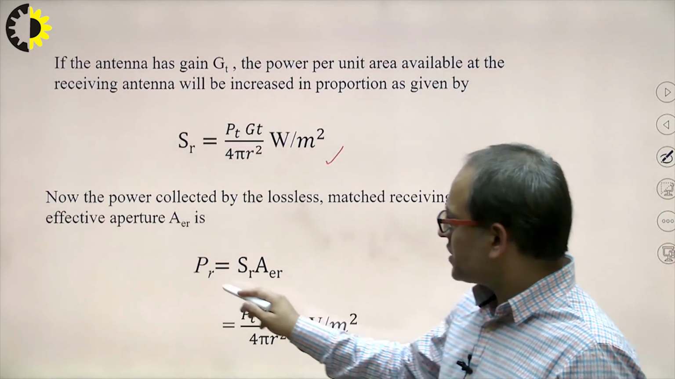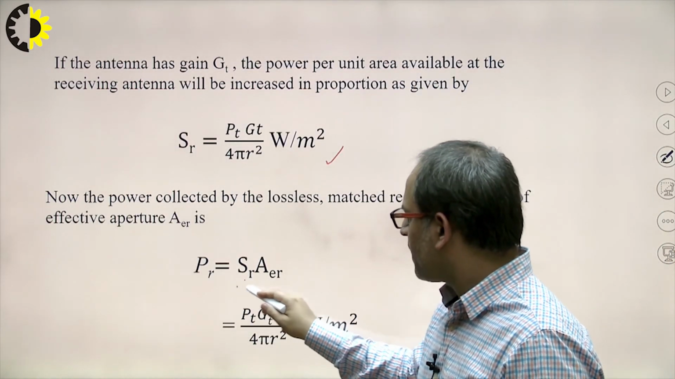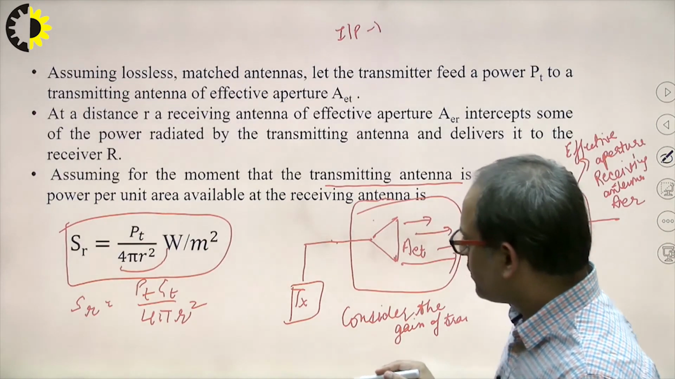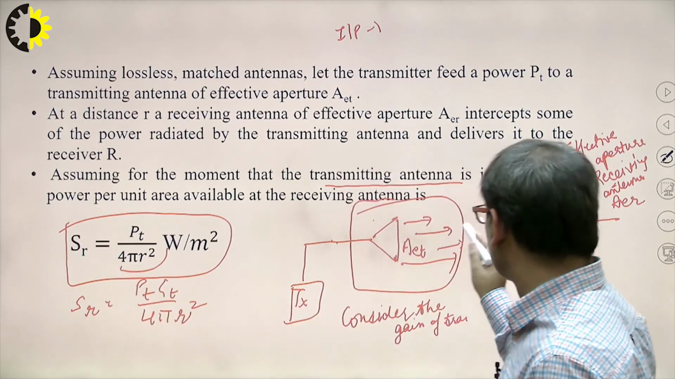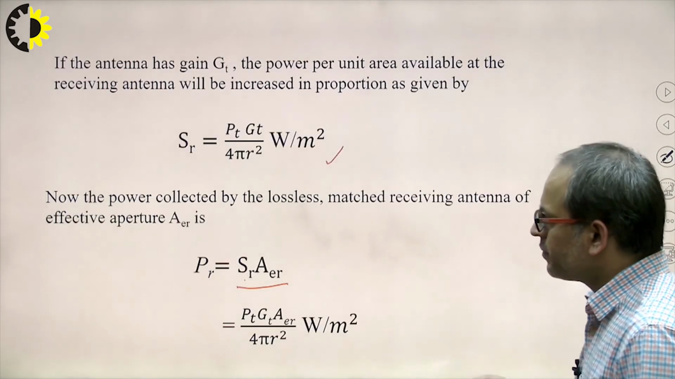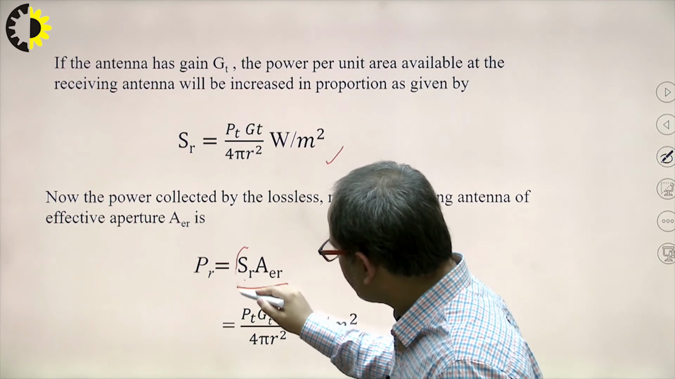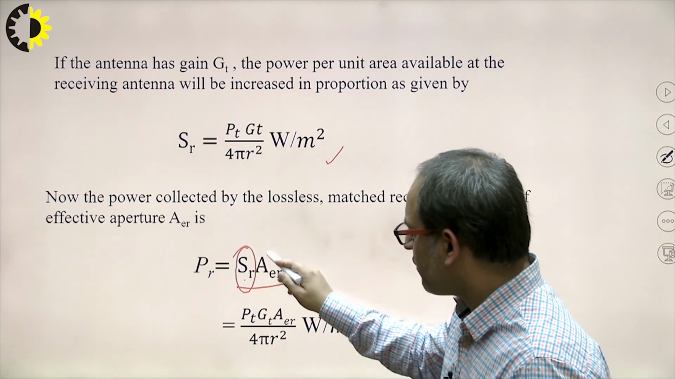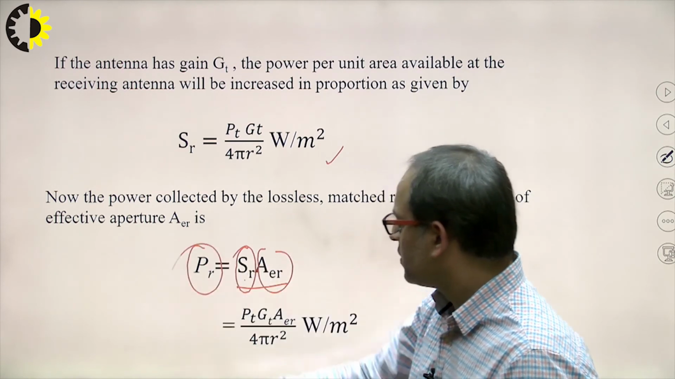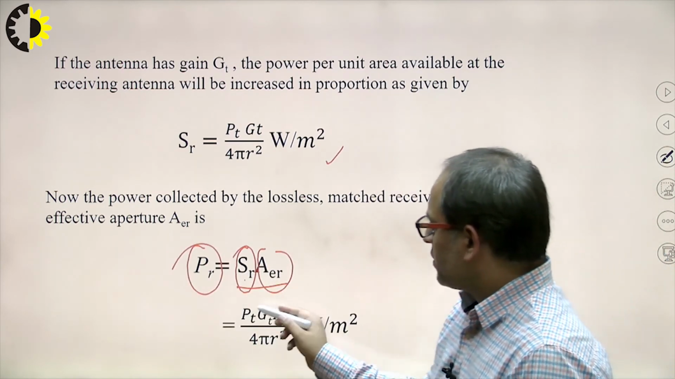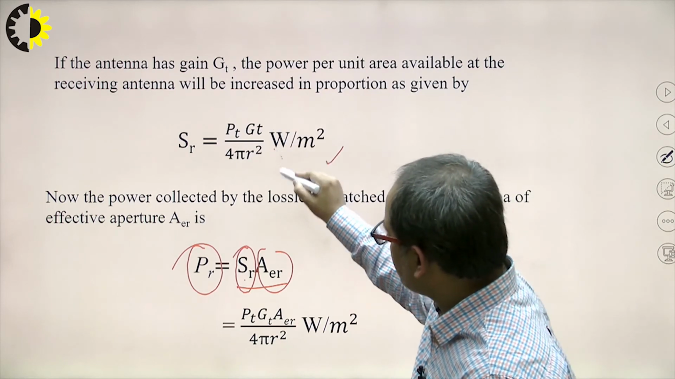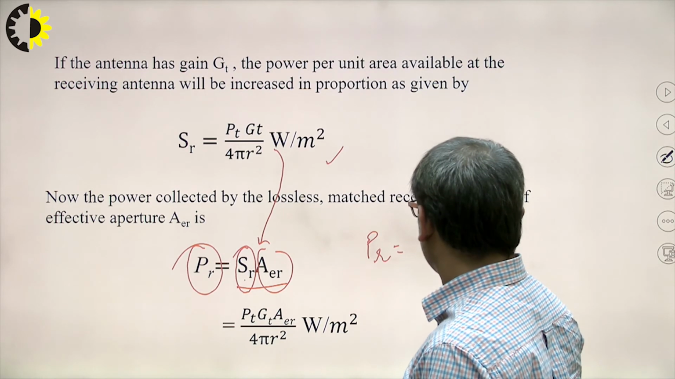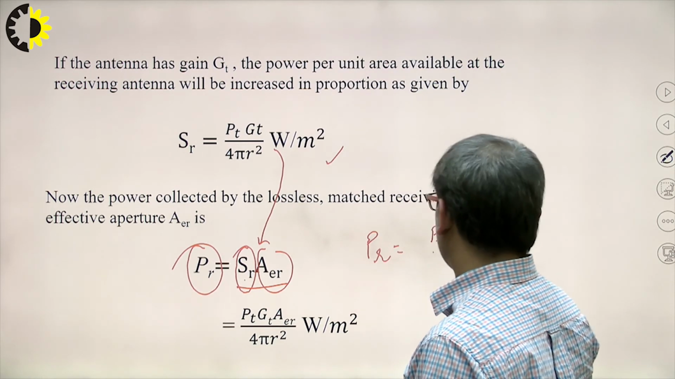So how much power is received is equal to SR into AER. Clear? Now SR is the power which is radiated, and this power is received at this point. So SR into AER is the power received at this receiving antenna. Now just put this value of SR here. You will get PR equal to PT into GT multiplied by AER.